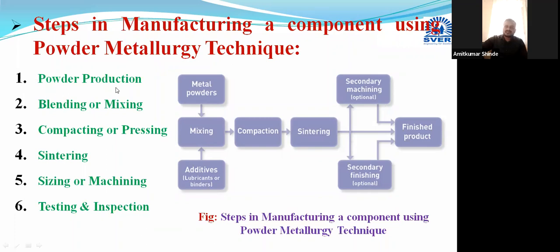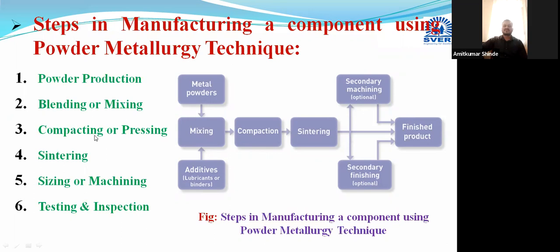The first stage in manufacturing any component using the powder metallurgy technique is powder production or powder manufacturing. This is the first stage, and in this different methods are there. We will discuss it in brief one by one. The second stage is blending or mixing. Whichever powders we have selected, from them we obtain a homogeneous mixture by performing the blending or mixing operation. What is the difference between blending and mixing, we are going to discuss in this session only.